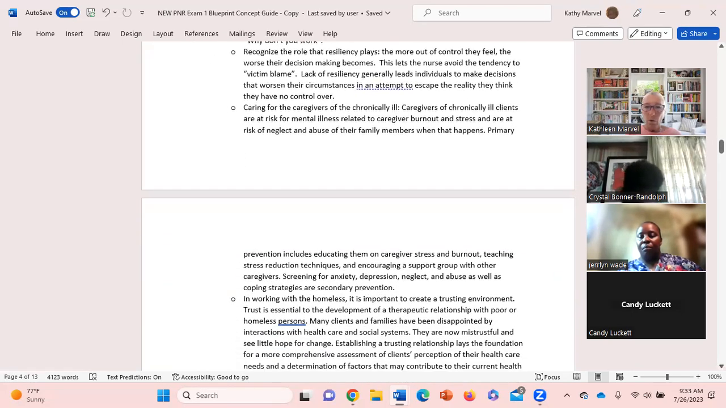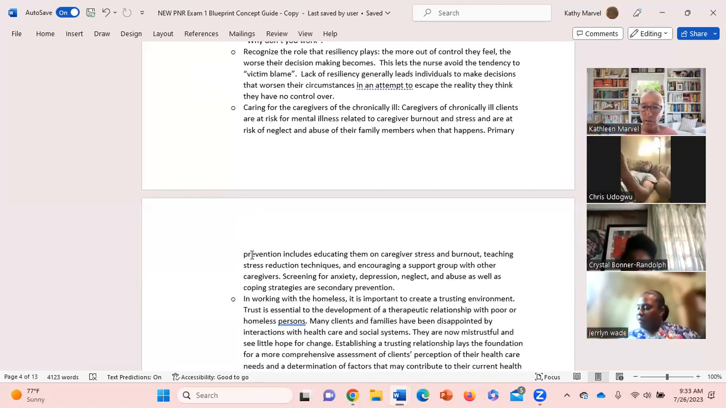Okay, so a primary prevention for this group would be educating them on caregiver stress and burnout, right? Teaching stress reduction techniques, encouraging them to go to a support group with other caregivers. Secondary intervention with this group: maybe we're screening for anxiety, depression, neglect, right? To see if they're at risk for that. Does that make sense? Yes, ma'am.